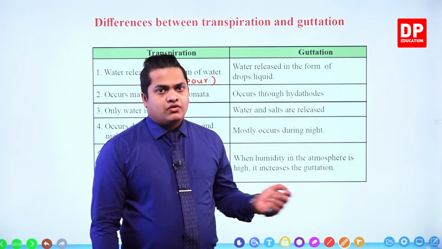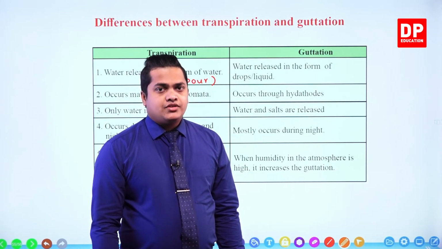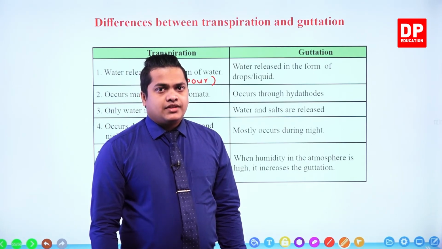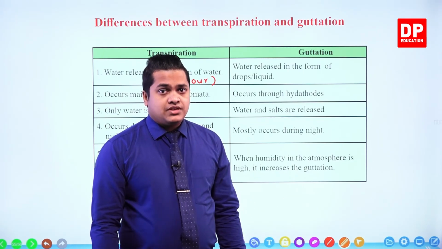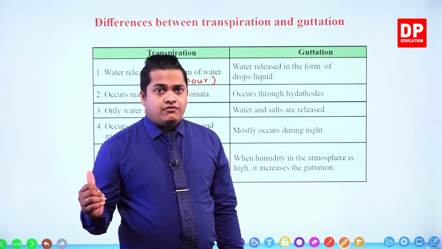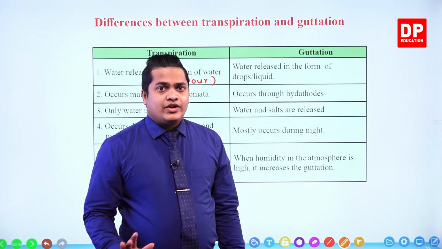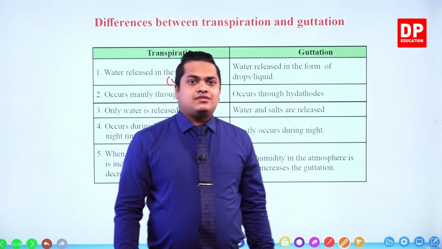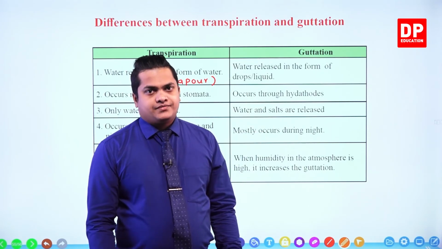But however, for the guttation, it is a favorable factor, right? For guttation, it's going to increase. So humidity is a factor that is very helpful for the guttation process, but it is not helpful for the transpiration. Humidity is very important for the guttation, but for the transpiration, it is going to decrease the rate of transpiration, right? So these are the main differences that we can identify between transpiration and the guttation, right?